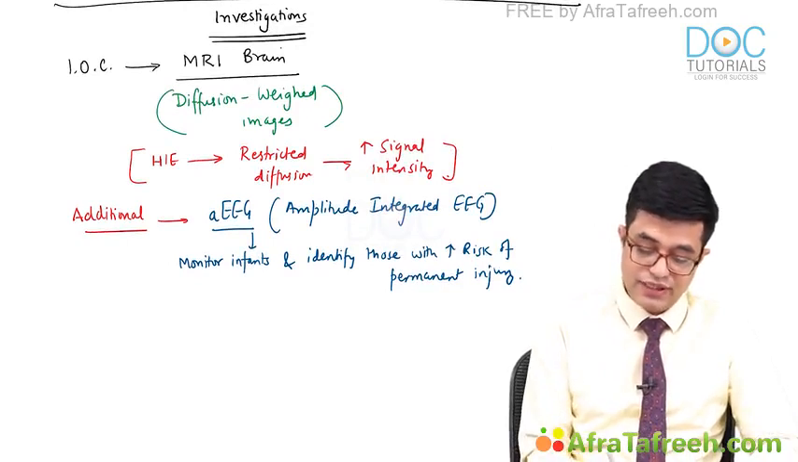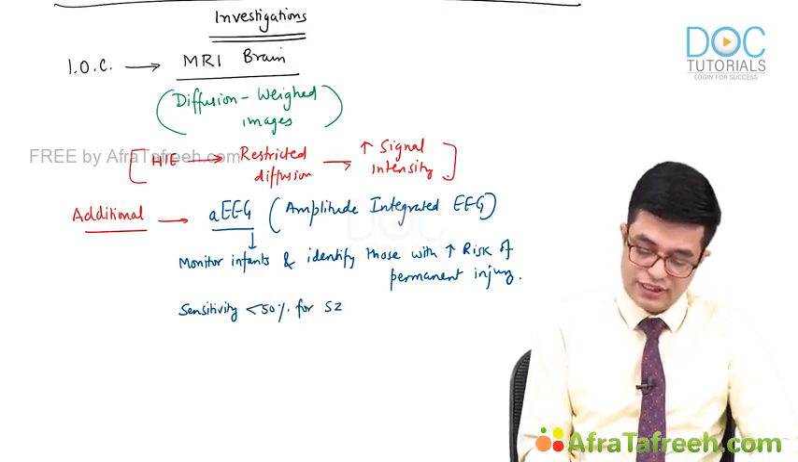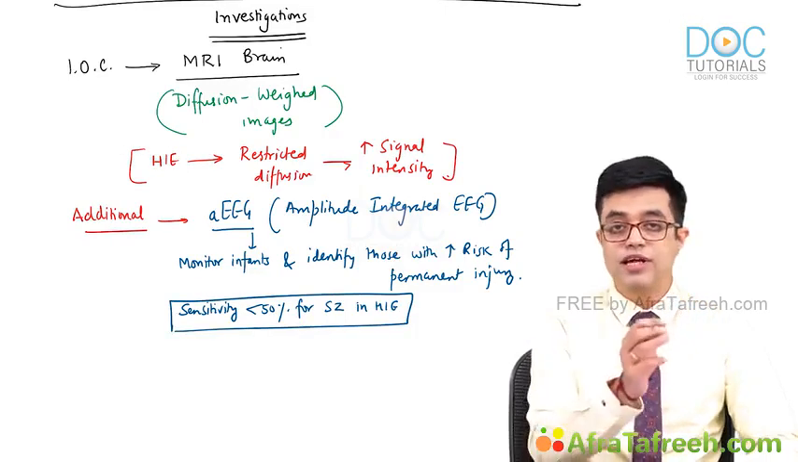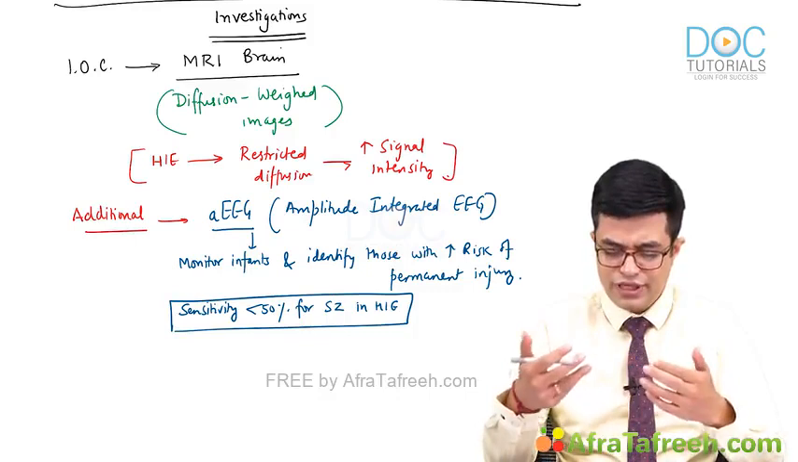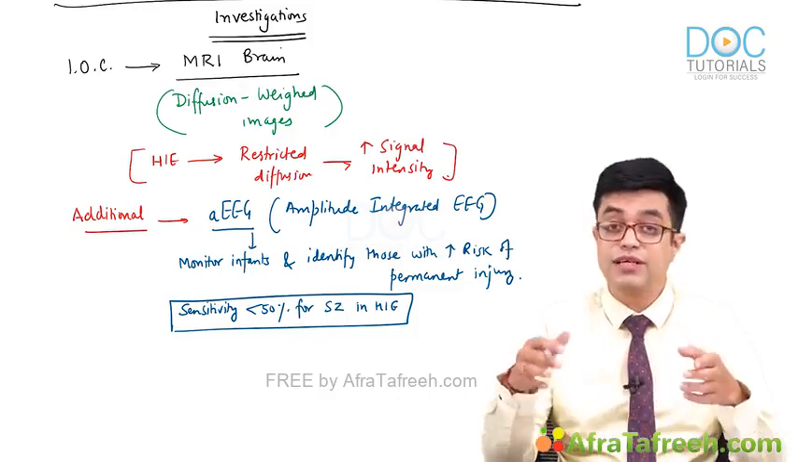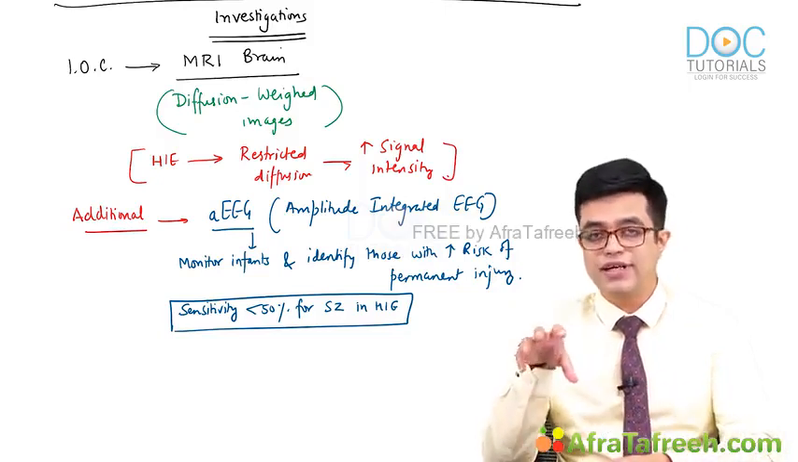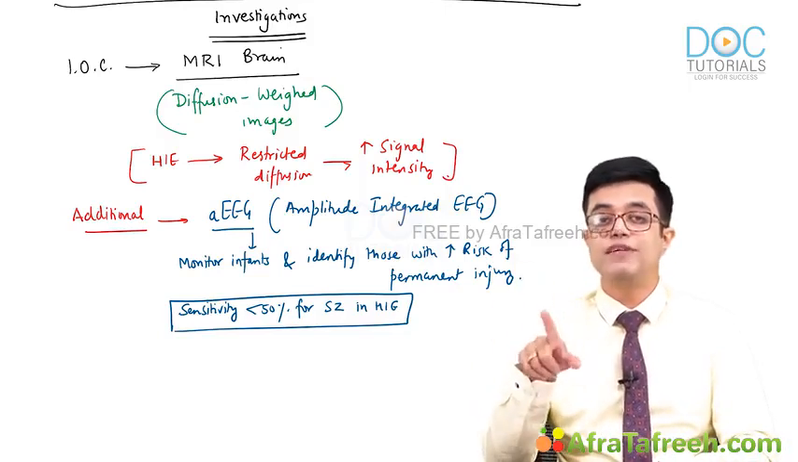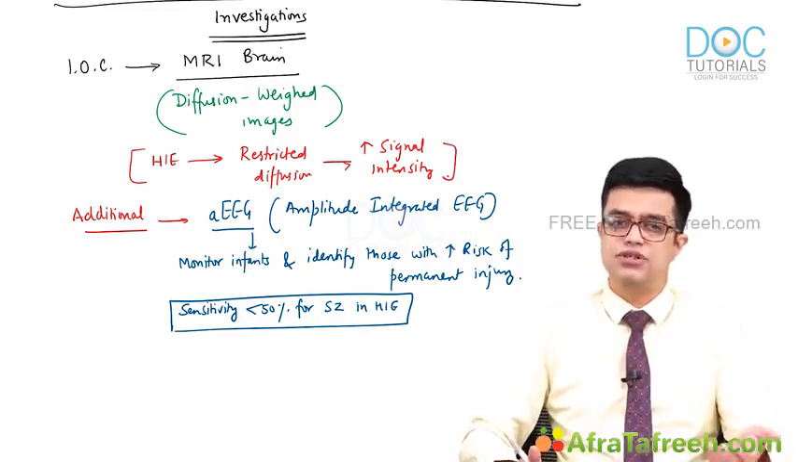However, despite this being an EEG, its sensitivity is less than 50% for seizures in HIE. And so, for seizure activity monitoring, you should only do a conventional EEG. It may come as a statement-based question: is amplitude EEG used in HIE? Yes, it is used, but it is not used for diagnosing or managing seizure activity. It is used for risk assessment and monitoring. Subtle brain abnormalities can be detected, but seizure activity is always better detected by the normal conventional EEG, which is used in any normal seizure patient.